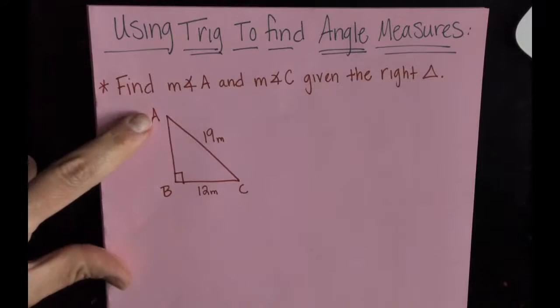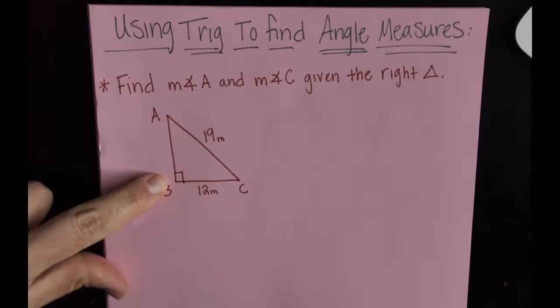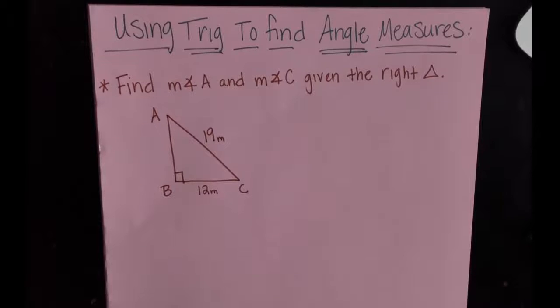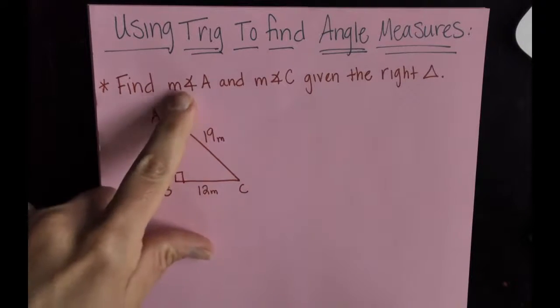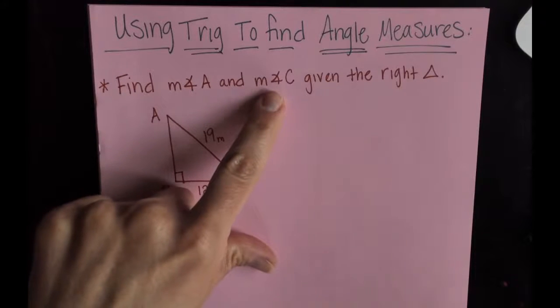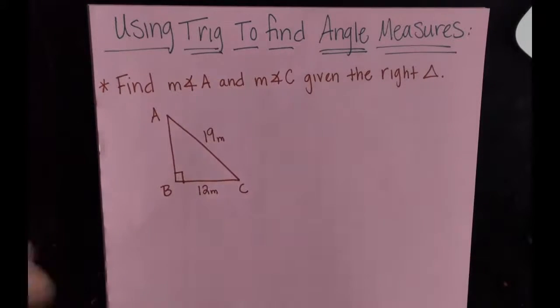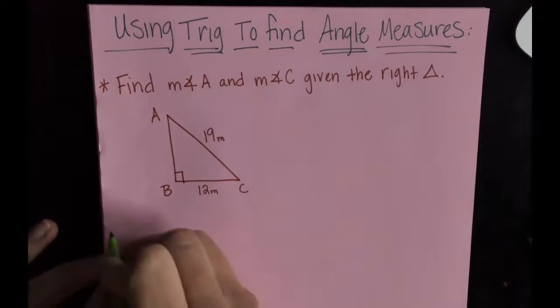If I was asked to find the length of AB, I could do the Pythagorean theorem, simplify and be done. I'm not asking for that right now. I'm asking for the measures of the angles. So I'm going to approach this the way we did with our side lengths.